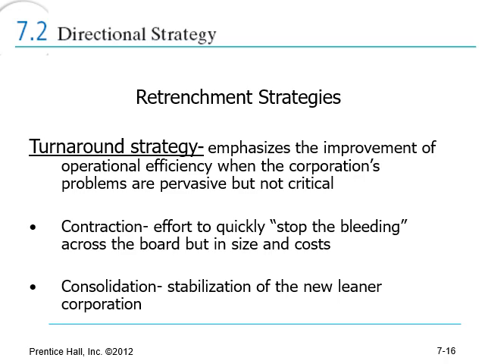Contraction also means reduction, an effort to quickly stop the bleeding across the board, in size and cost. Eliminating 1,000 jobs, closing up 5 plants. These are examples. Stop the bleeding by how? By eliminating some jobs, closing some plants or some business units, whatever. Okay.